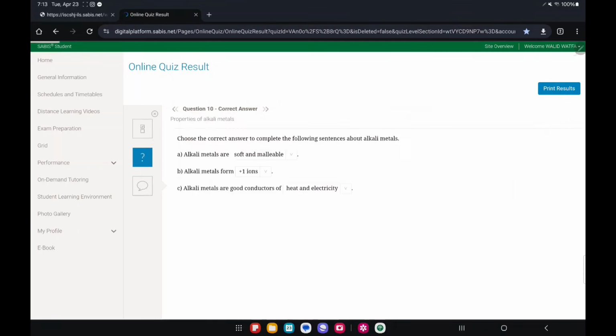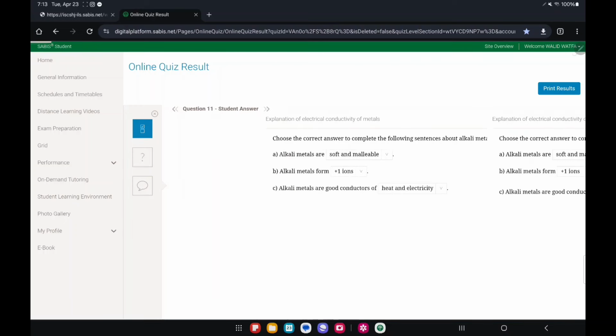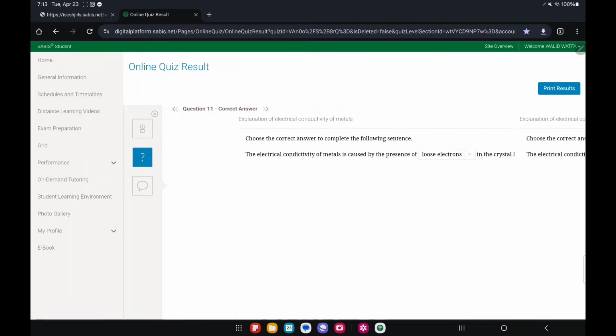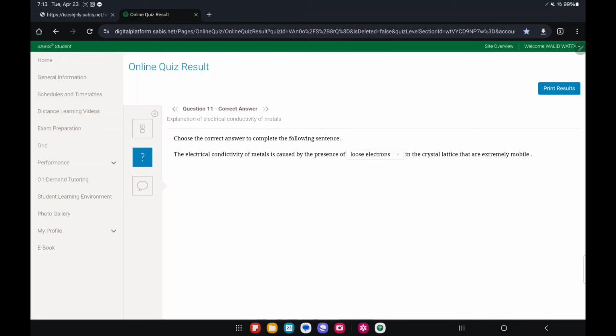Question 10. Alkali metals are soft and malleable. They form +1 since they're group 1, and obviously they're good conductors of heat and electricity. If it's a conductor, that means it conducts heat and electricity. It's easy. The electrical conductivity of metals is caused by the presence of loose electrons. Loose meaning it moves around.